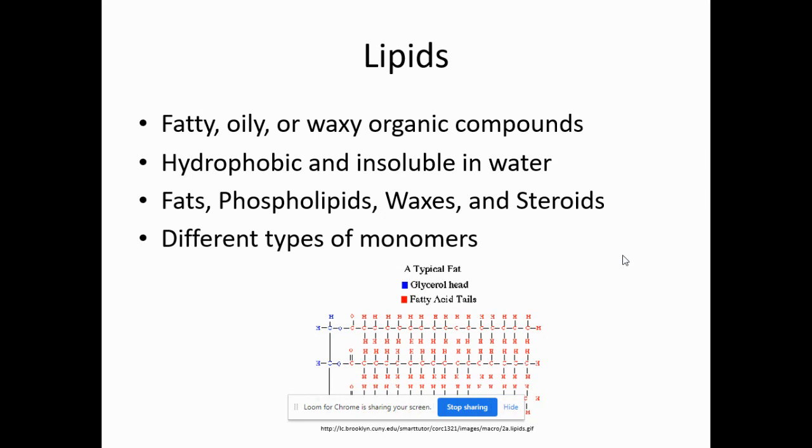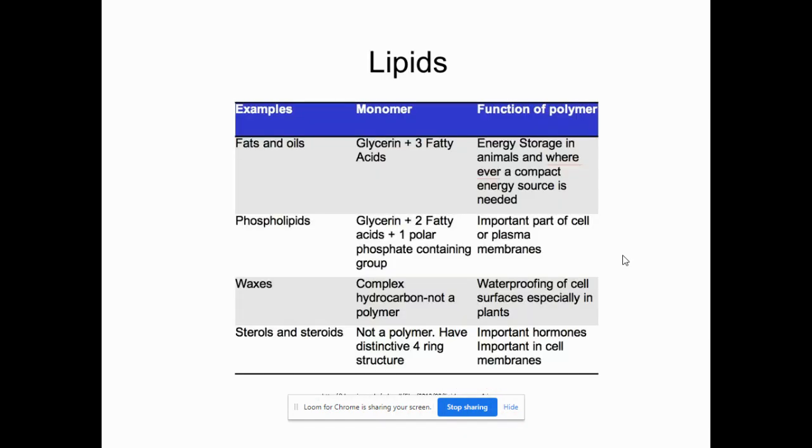And because it's kind of a catch-all group, there are different types of monomers. Whereas in the other three, the carbohydrates, proteins that we talked about, we'll finish with nucleic acids, all three have distinct monomers. Lipids don't. So you don't have to memorize the monomers for each of these lipid groups. But the biggest things: lipids are hydrophobic, insoluble, nonpolar.